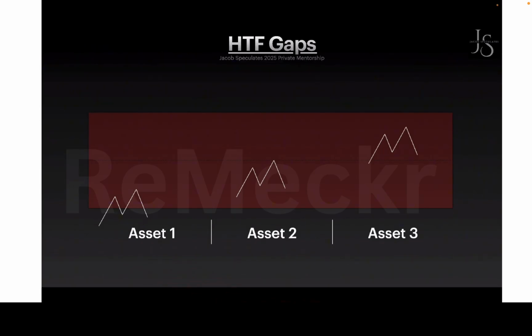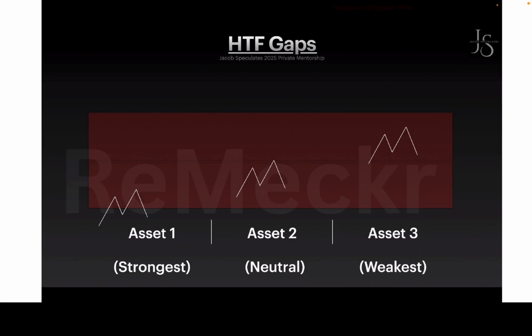So in a bearish example like this, let's say this was a bearish fair value gap. Asset 1, we would see that as the strongest asset. Asset 2, we would see that as the neutral asset or the one in the middle. And asset 3, we would see that as the weakest asset for downside continuation. Now, why is asset 1 the strongest? Because it retraced the least, while asset 2 retraced in the middle, and asset 3 retraced the most.